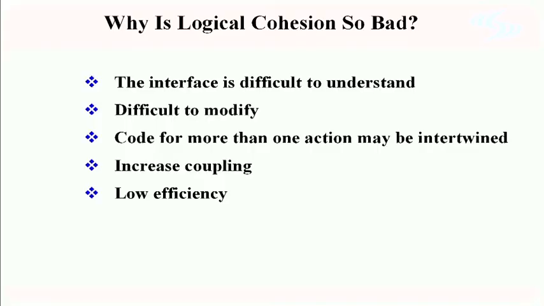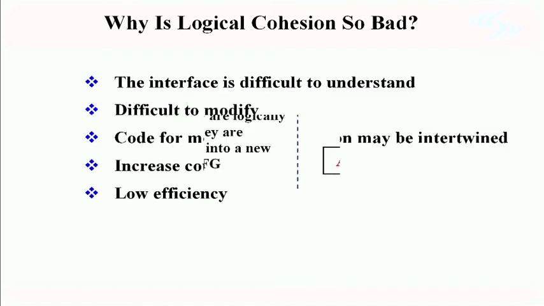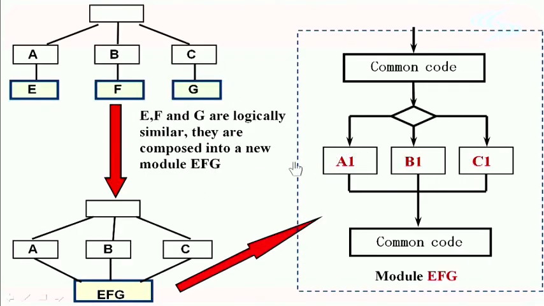And surely it will be difficult to modify because it is really hard to read. And the code for more than one action may be intervened. You see that the things are intervened. Okay?